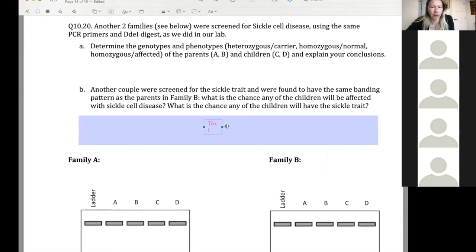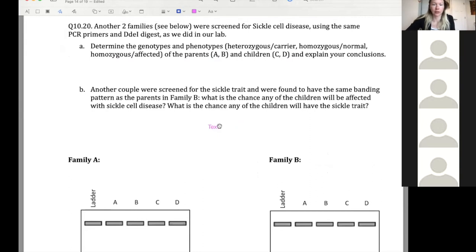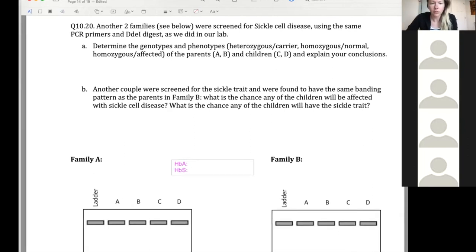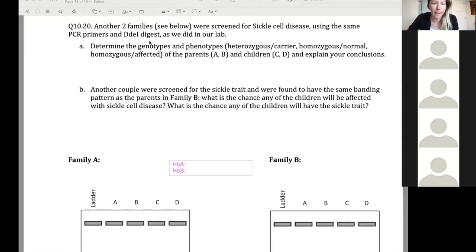So first, let's try to remind ourselves. We know that the HBA allele, that's our normal allele, is going to be cut into two fragments, right? Because it has that restriction site intact. So do we remember the relative size of these fragments? I think I would have 250? Yeah, something like that.